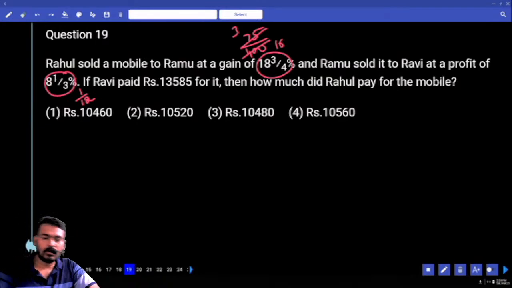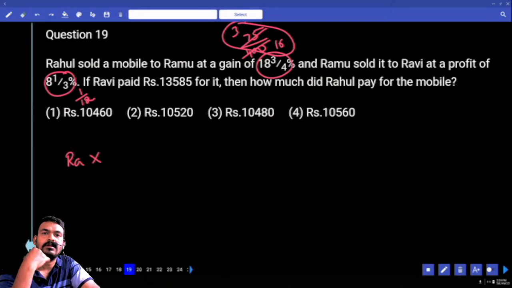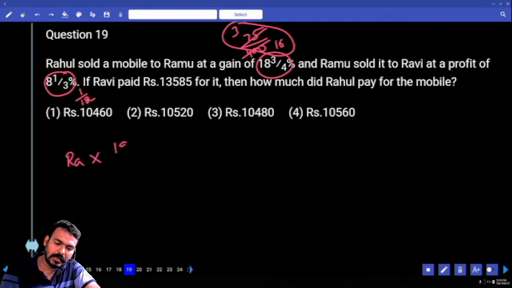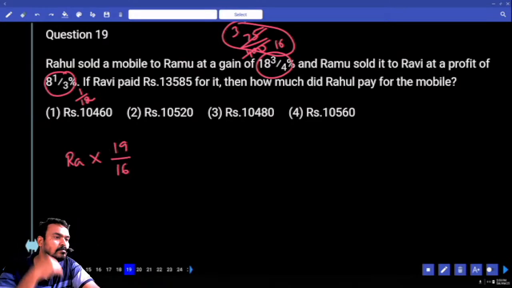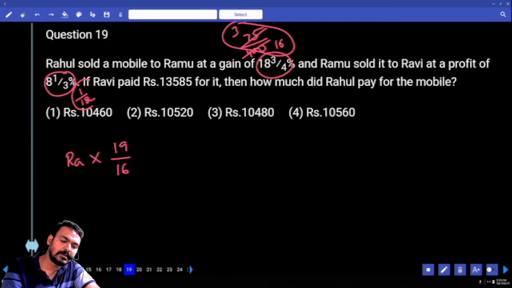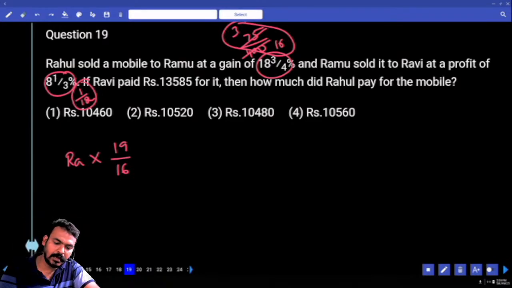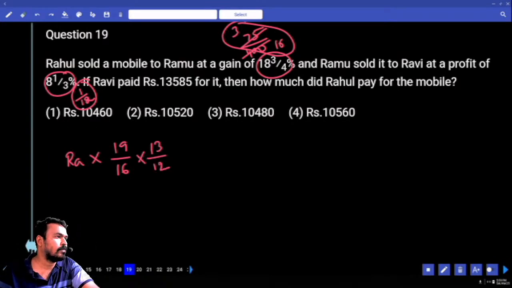Okay. Suppose we consider Rahul's original value as RA. For the first one, how much is the increase? 3 by 16. Out of 16 parts, 3 parts are increased, or not? Then we write 19 by 16. Increased or decreased? Increased. For the second one, what fraction is increased? 1 by 12. Out of 12 parts, 1 part is increased. Then after the increase, 13 by 12. That is after two operations. That is equal to how much value?